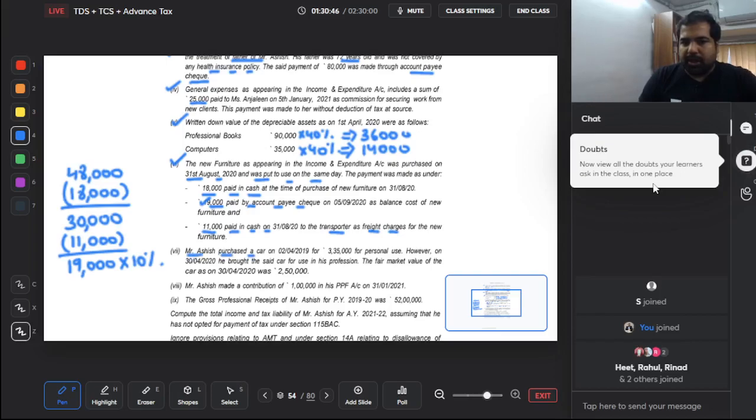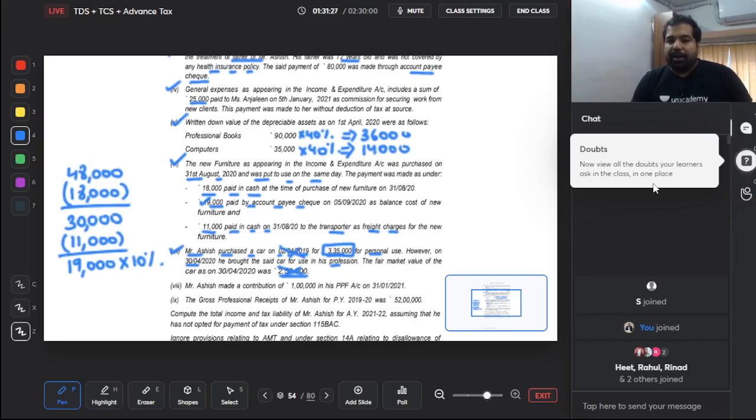Mr. Ashish purchased a car on 2nd April 2019, that means 1-2 years back, for 3,35,000 for personal use. However, on 30th April, he brought the car for use in his profession. The fair market value of the car was 2,50,000. As per cost of asset, if you buy any asset and you introduce it in business, you can take the original cost, except building, where you have to take notional depreciation. So can I take 3,35,000? Yes. So here 3,35,000 will be taken and not 2,50,000. So you will increase the block by 3,35,000.